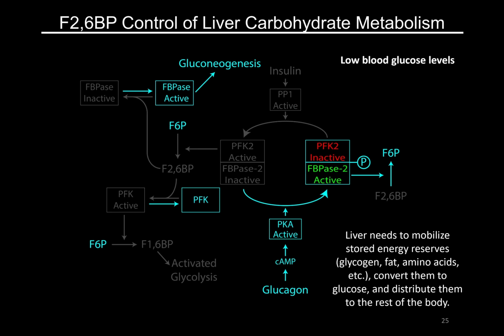The opposite's true when we have low blood sugar. When we have low blood sugar, this means glucagon is secreted, and glucagon leads to kinase activity in the cell. We activate protein kinase A. Protein kinase A is responsible for adding the phosphate to our core enzyme. That makes the phosphatase domain active, which actively degrades fructose 2,6-bisphosphate and makes F6P. We no longer have this activator of PFK, so gluconeogenesis is activated and glycolysis is inhibited.